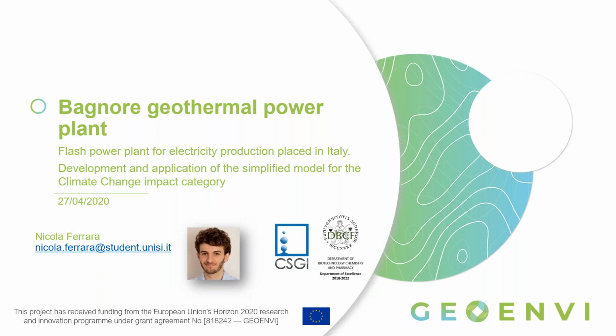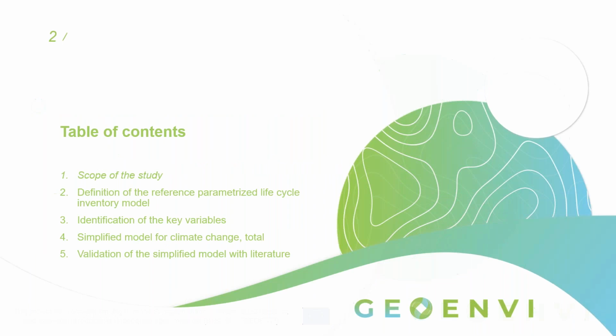This is, as Lorenzo said, an electric production flash power plant based in Italy. So this is a key point for this simplified model. And the simplified model will explain the climate change impact category. So I will follow the same steps introduced by Isabel Blanc. And so the scope of the study, as I mentioned, is the determination of the climate change impact category of this power plant.